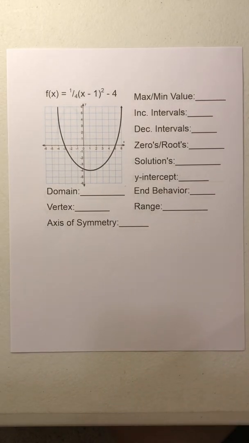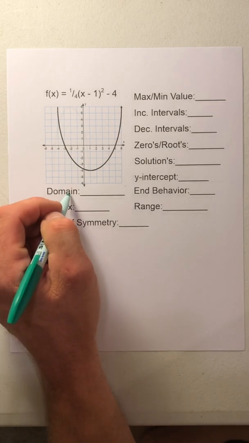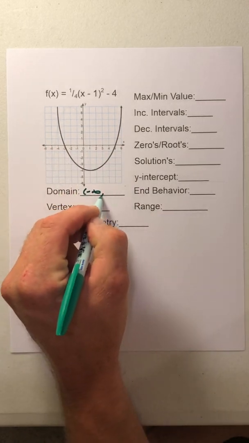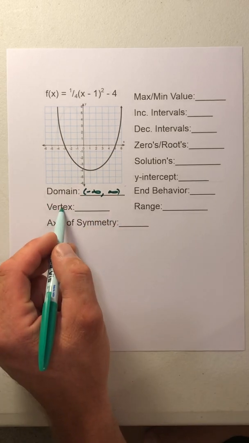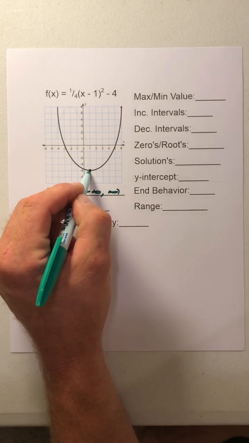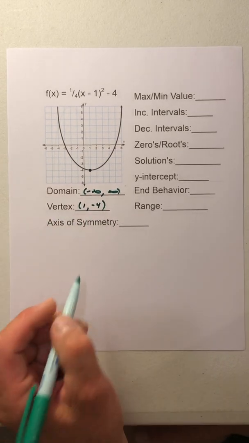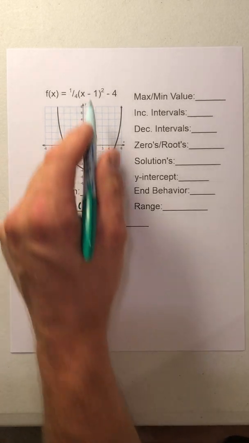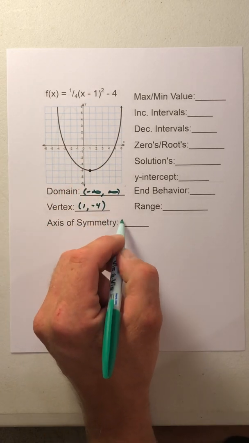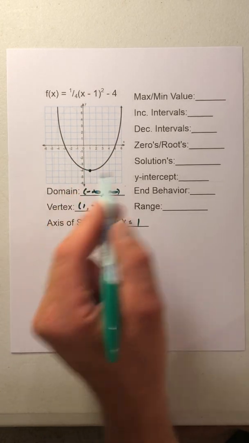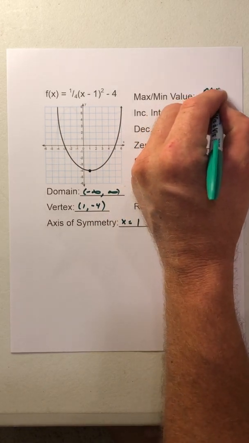Here's another one. I'll run through it fairly quickly here. Domain is the x values. So I'm going to have negative infinity to infinity. My vertex is going to be that point there. So it looks like it's going to be at 1, -4. Axis of symmetry goes through that vertex. In this case, it's x equals 1. I have a minimum value of y equals -4.